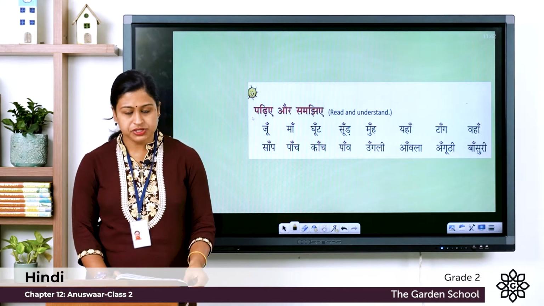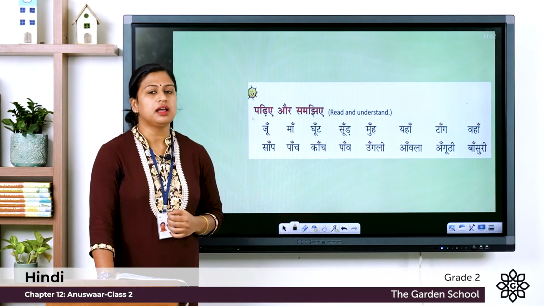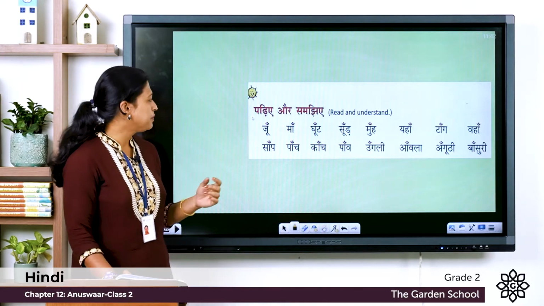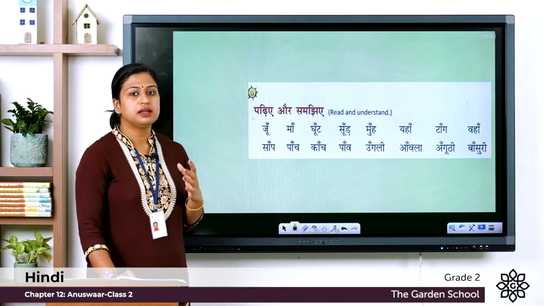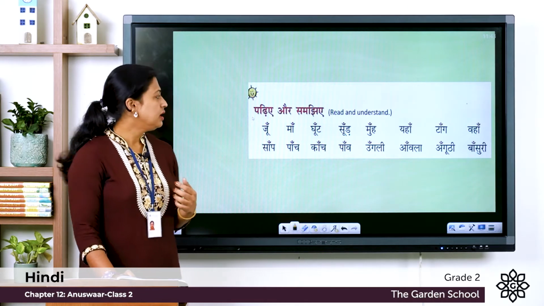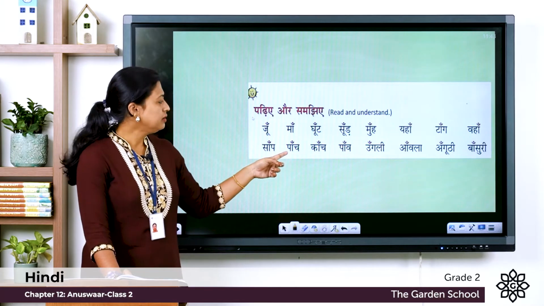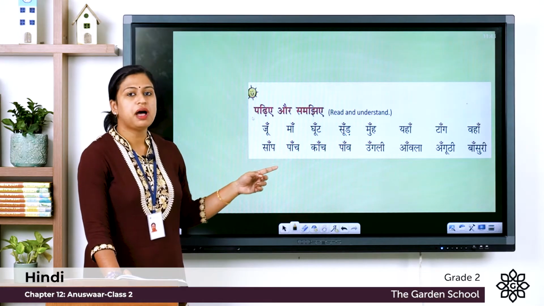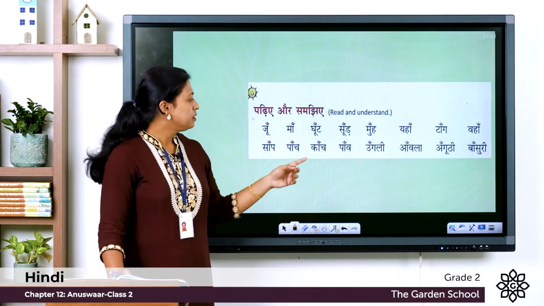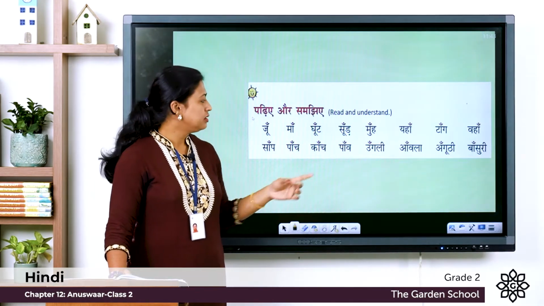Next one, on page number 70, you can see Padhiye aur Samjhiye. That means read and understand. A few words are there with this symbol and the words are Ju. Ju means lice. Next one is Samp. Samp means snake. Next column, Ma. Ma means mother. And here this word is Panch. Panch means 5. Ghoont. Ghoont means sip. Kanch means glass. Sund means trunk.